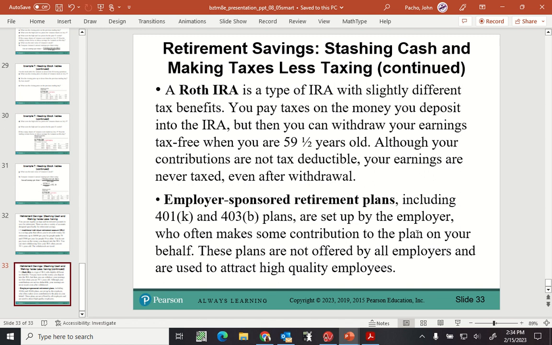401k. Now, 401k comes with some issues. Employer-sponsored retirement plan. Anyone here have a decent job? Like, not McDonald's? Anyone?